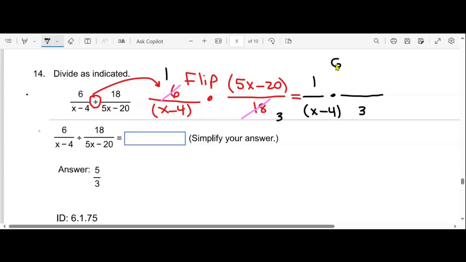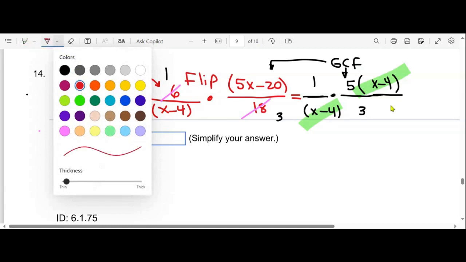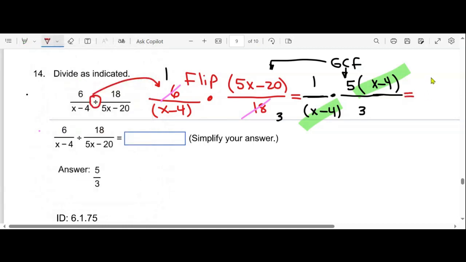here. Can I factor this? What is the greatest common factor? GCF. It's 5, correct? What's left? X minus 4. Okay, so can I cancel x minus 4 with x minus 4? Yes. Sure. So what's left? 5 over 3. That's your final answer. Easy as easy. Any other questions? No.